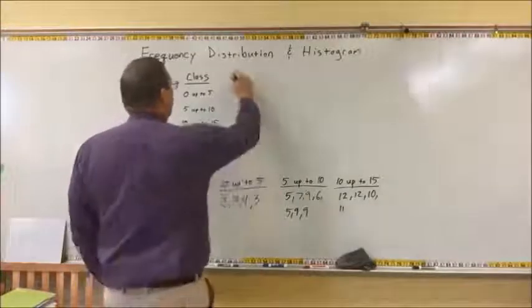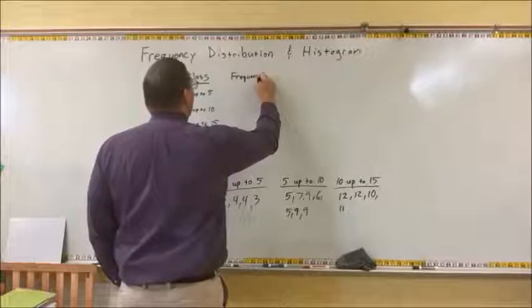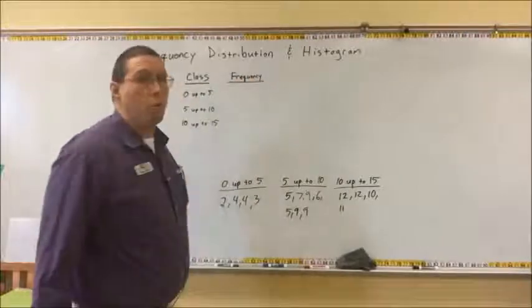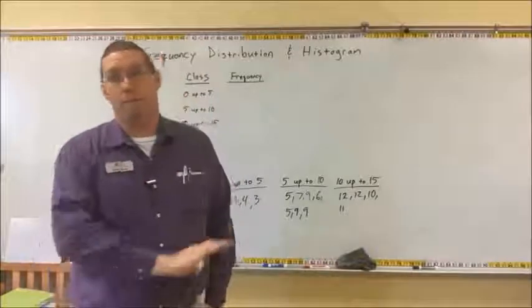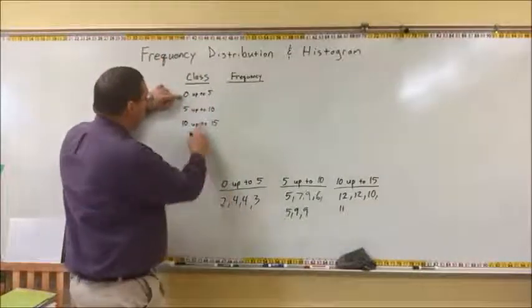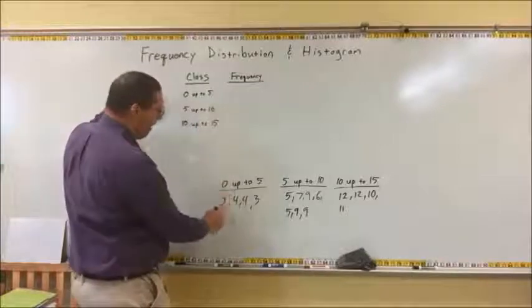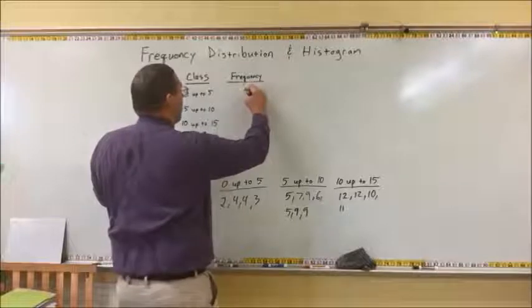And then what we're going to do is say frequency. Now, frequency is just a fancy word for how many are in that class. That's it, okay? So, how many are in the class 0 up to 5? There's 1, 2, 3, 4 numbers, right? So we're just going to put a 4 here.